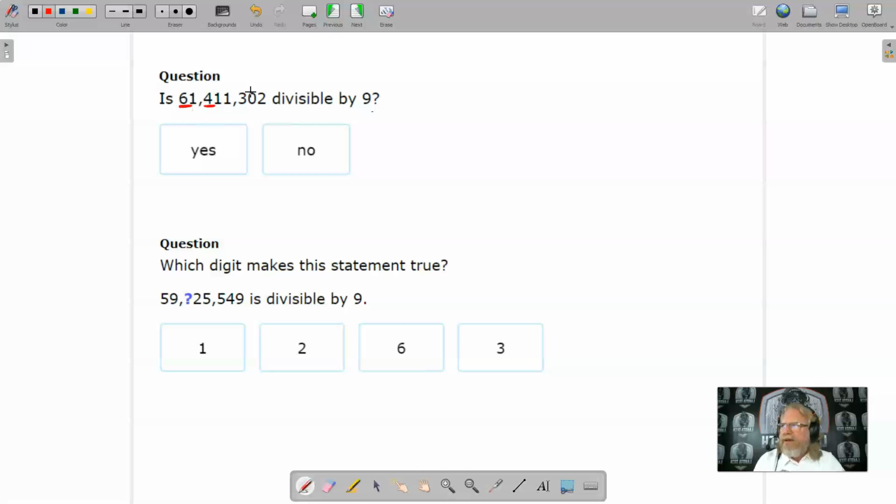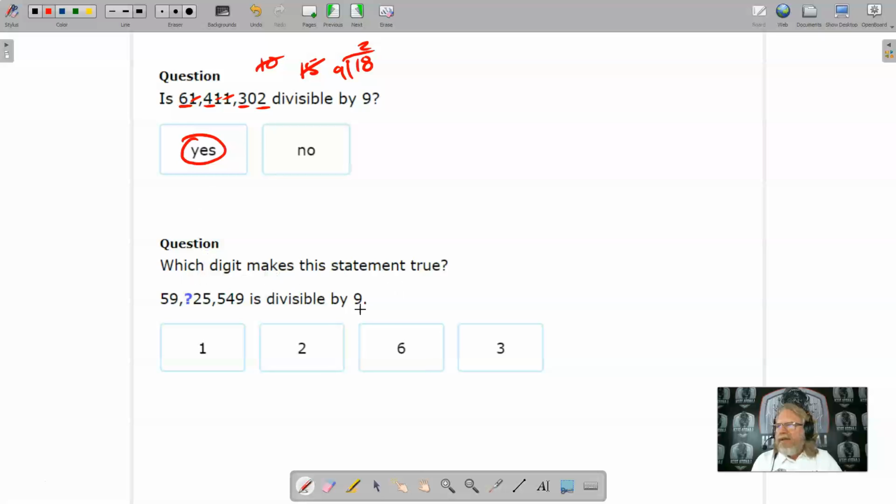Check this out. 6 plus 4 is 10. And then I have 3 and 2 is 5, so I'm up to 15. And then I have 1, 2, 3 ones. So 15 plus 3 is going to be 18. And 18 will divide by 9, right? 9 will go into 18 twice. So the answer is yes, this will divide by 9.